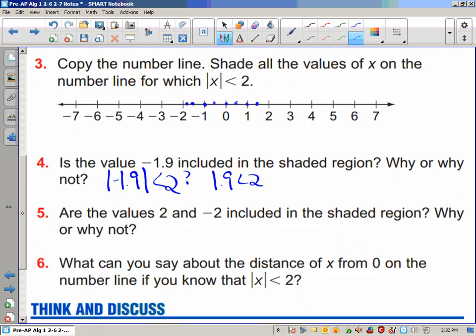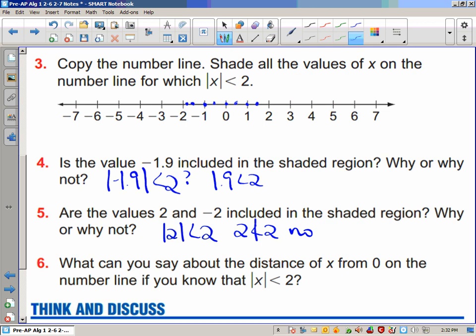Are 2 and negative 2 included? Well, is the absolute value of 2 less than 2 units? 2 is exactly 2 units away from 0. 2 is not less than 2. So it is not.